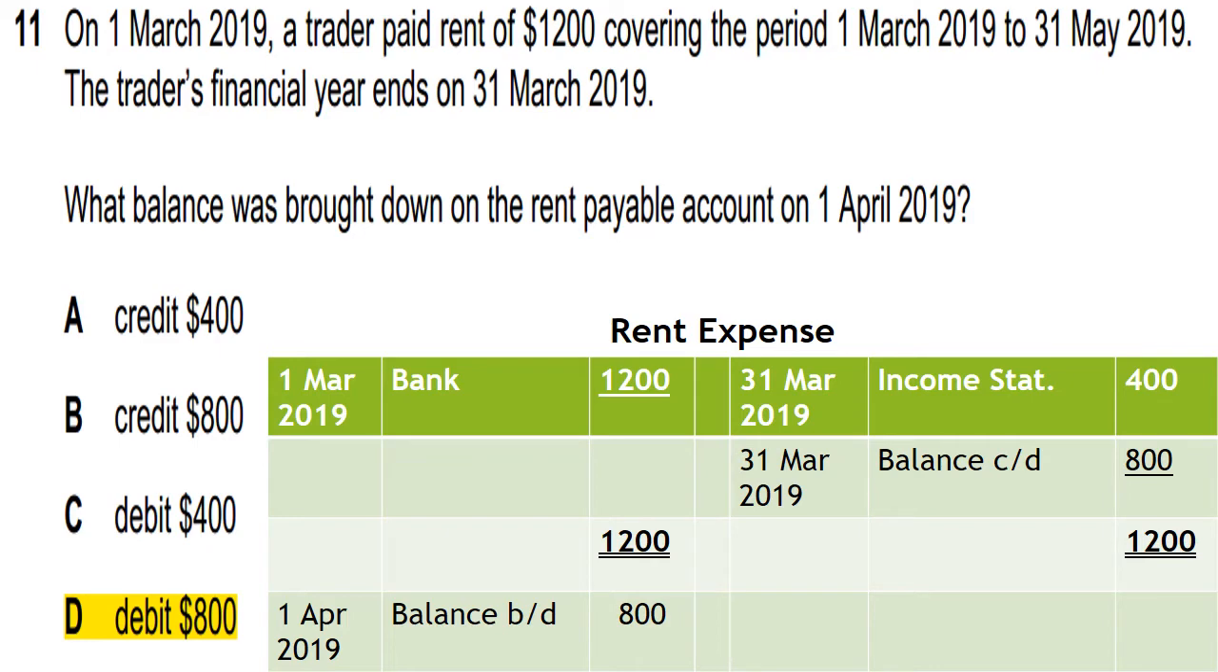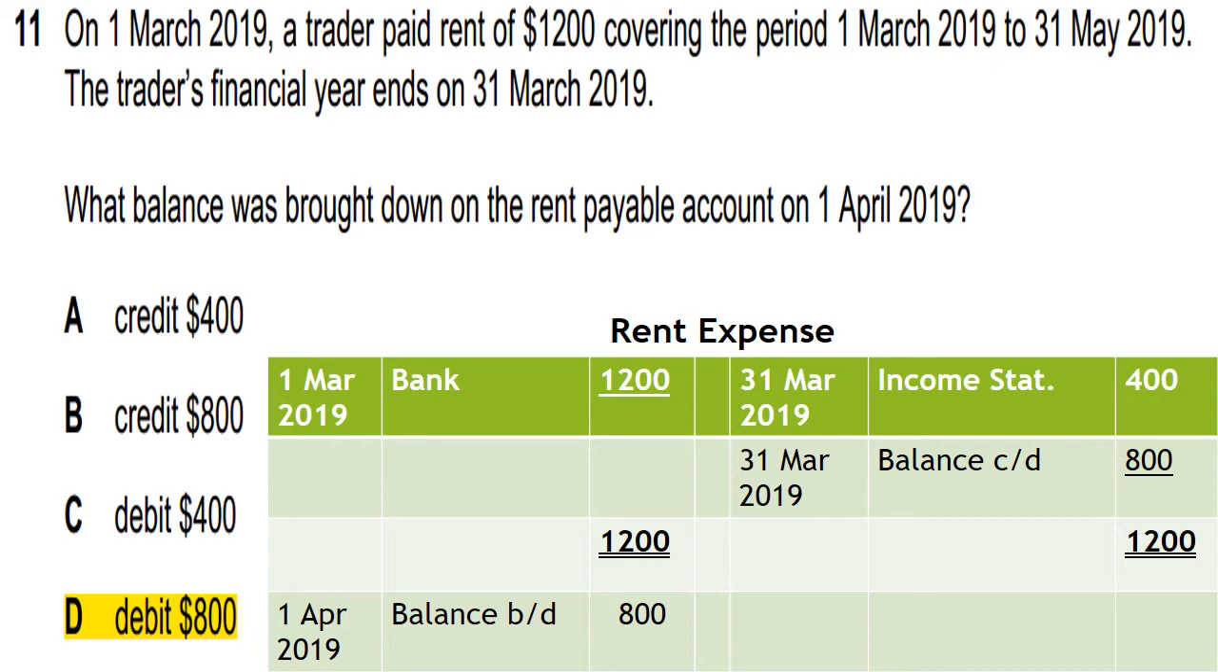And number 11: on 1st March 2019, a trader paid rent of $1,200 covering the period 1st March 2019 to 31st May 2019. The trader's financial year ends on 31st March 2019. It means we will take the expense of 1 month only, because this is from 1st March to 31st March, and the remaining 2 months, April and May, will be prepaid rent expense. What balance was brought down on the rent payable account on 1st March 2019?